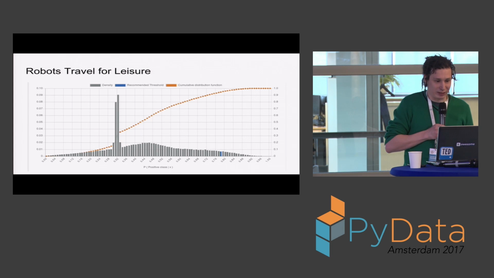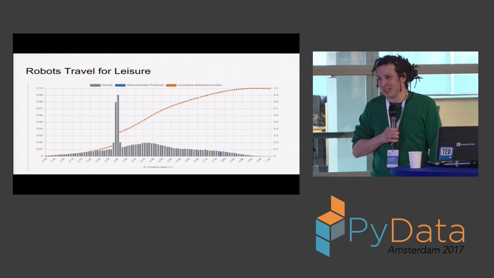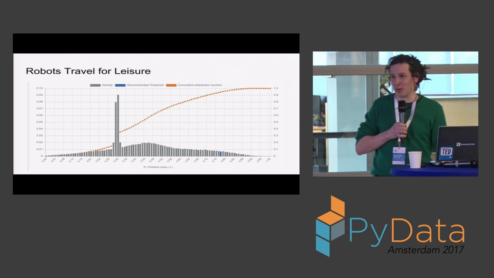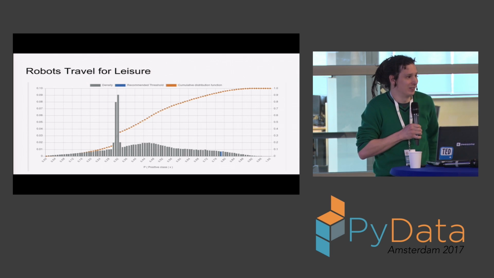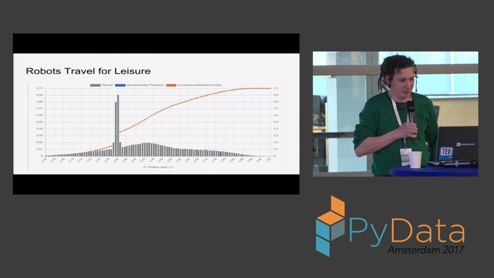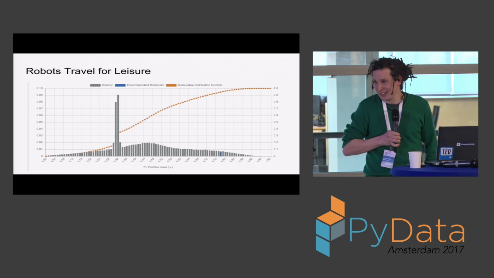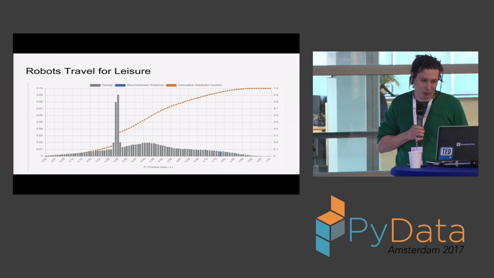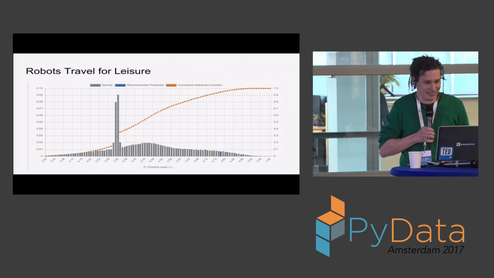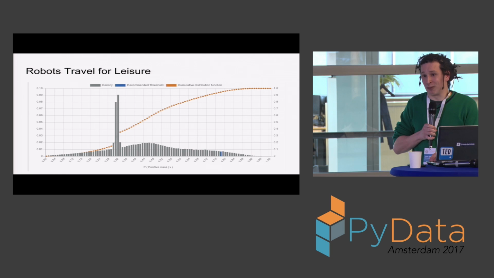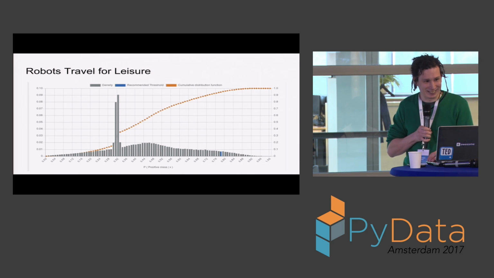And finally, it looks like robots travel for leisure. So we had this robot attack a couple of weeks ago, and the model thinks that the robots travel for leisure. And yeah, it took us a while to figure this one out. The robots are quite systematic. They don't have a lot of variance, so that helped a lot. So if you are developing robots, make sure you change the variables.